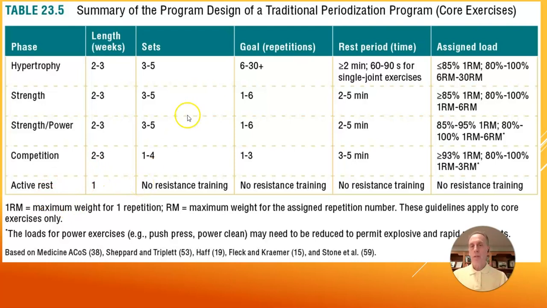What they're proposing here is that you would do anywhere between 3 to 5, 3 to 5, 3 to 5, and then in competition you might have 1 to 4. And I would say that kind of depends upon the person, but we're just going to go with this model for right now in terms of a traditional periodization program. The hypertrophy phase, they list anywhere between 6 and 30 reps. I think that's a really broad range to work in when you start talking about working with athletes.